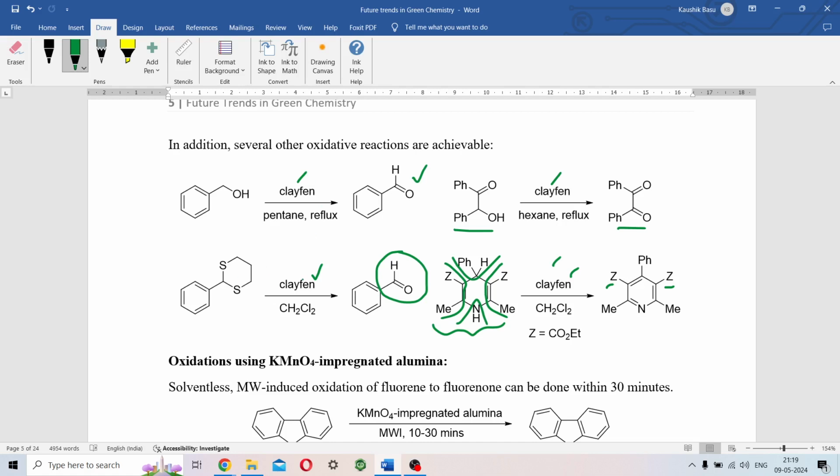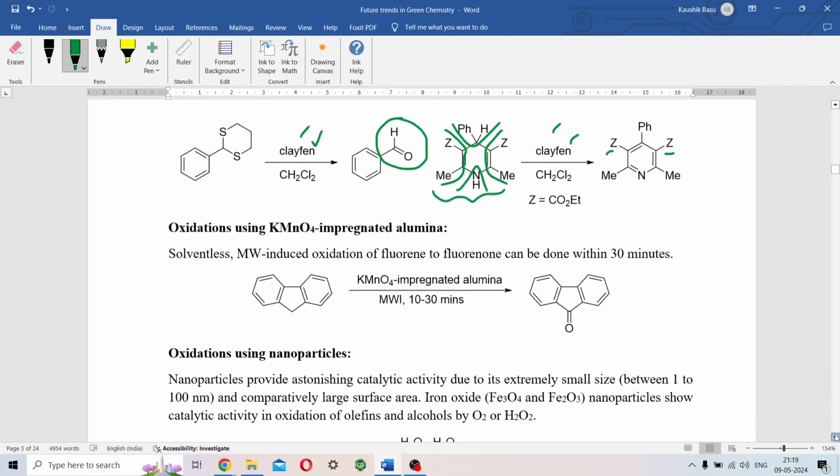This deprotection is done with mercury. That's mercury 2+. That's definitely not an environmentally acceptable procedure anymore, because mercury is tremendously toxic and it's going to end up in the ecosystem if you do not take care of the disposal seriously. So clayfen gives you an opportunity of avoiding all these problematic substances.